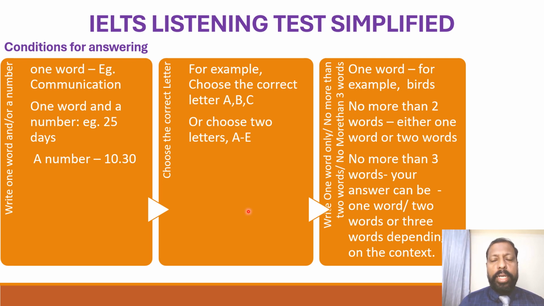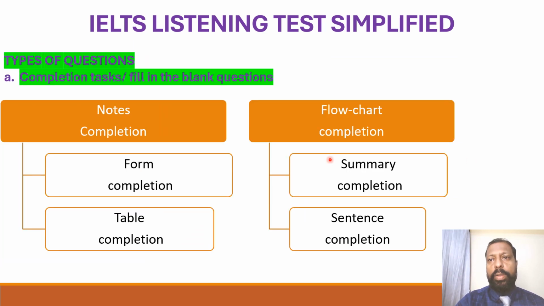So you need to exactly understand the context and pay special attention to the instruction given in the question booklet, and based on that you need to decide whether you need to choose one word, or one word and a number, or a number itself, or you need to choose the correct letter from letter options A, B, or C, or you need to choose two letters from the letter options A to E. So pay attention to the instructions given in the question booklet.